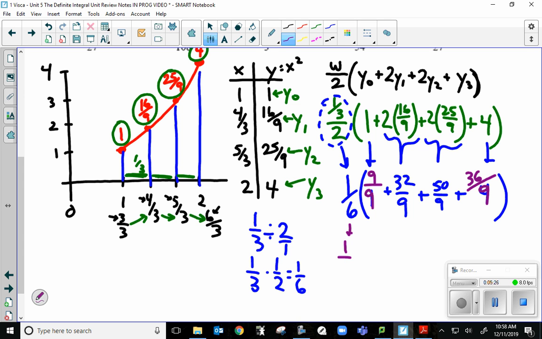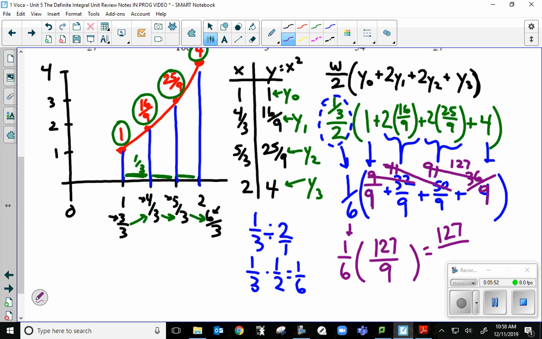I still have 1/6 times... 9 and 32 is 41. 41 and 50 is 91. 91 and 36 is 127. So I have 127 over 9. Now I just multiply the tops and the bottoms. 1 times 127 is 127. 6 times 9 is 54.